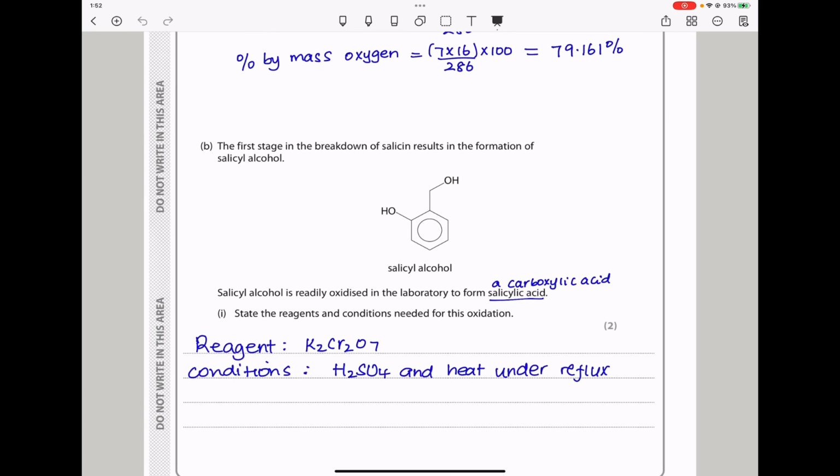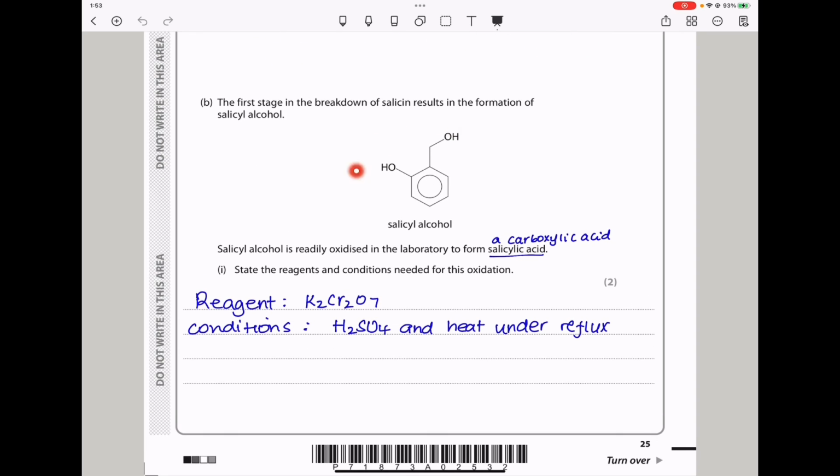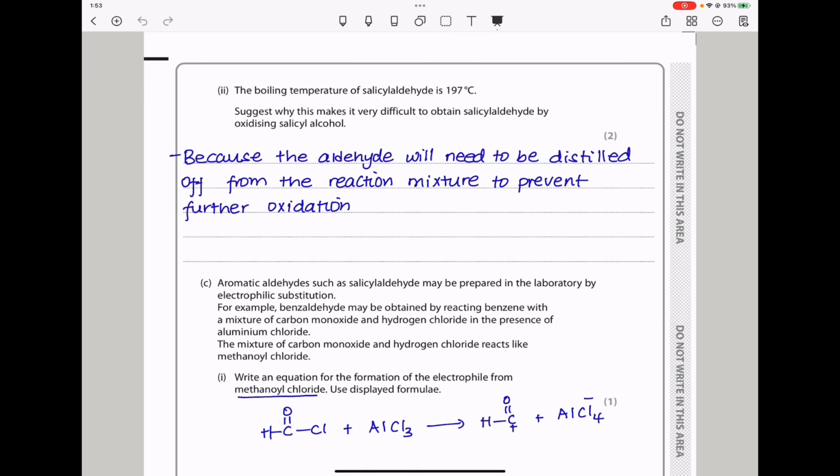In part B, the first stage in the breakdown of salicin results in the formation of salicyl alcohol, which is this one here. They say salicyl alcohol is readily oxidized in the laboratory to form salicylic acid. State the reagents and the conditions needed for this oxidation. This is an alcohol that is going to be converted to a carboxylic acid. So for oxidation, we're going to use potassium dichromate, and the conditions are going to be sulfuric acid as a catalyst, and you heat under reflux.